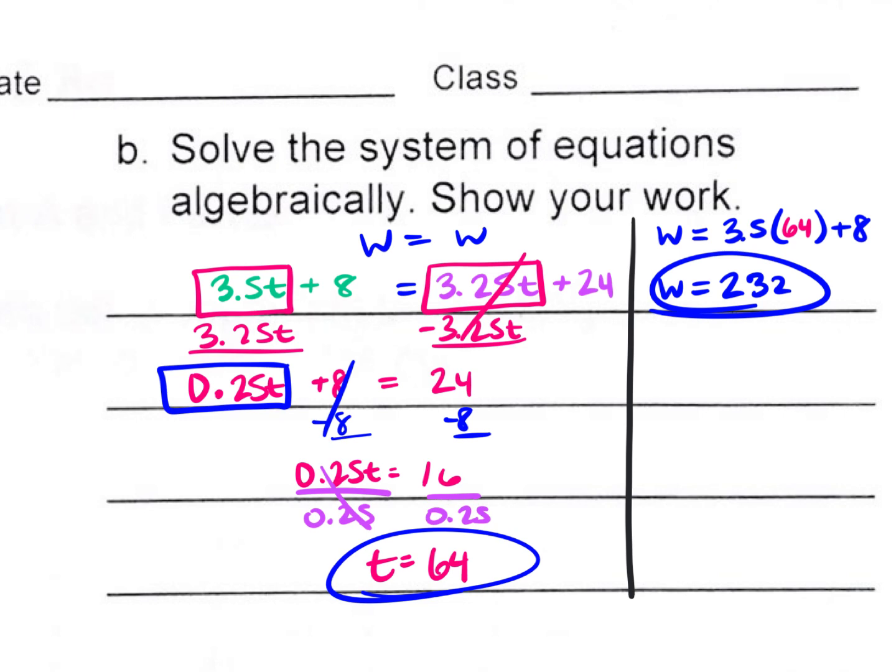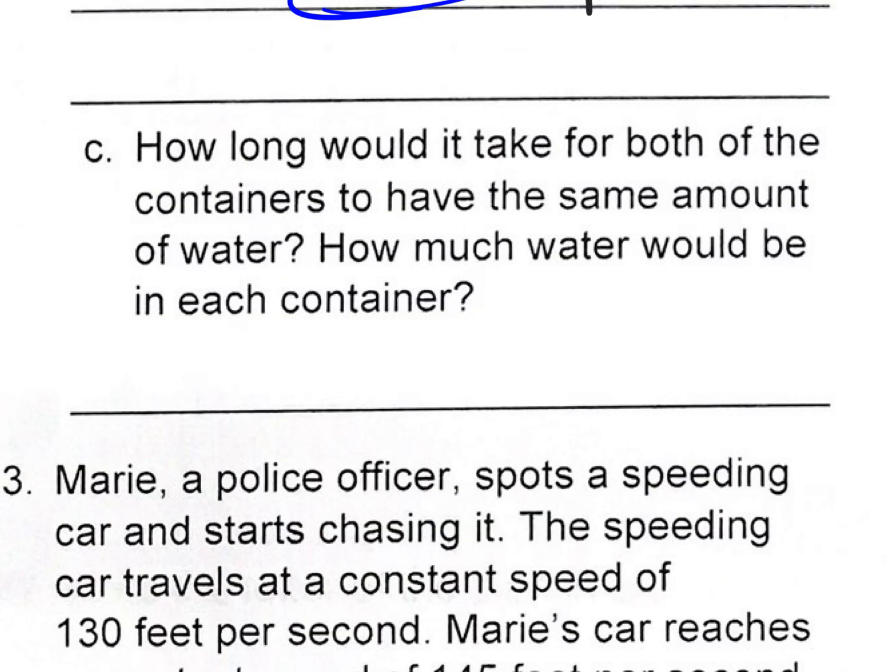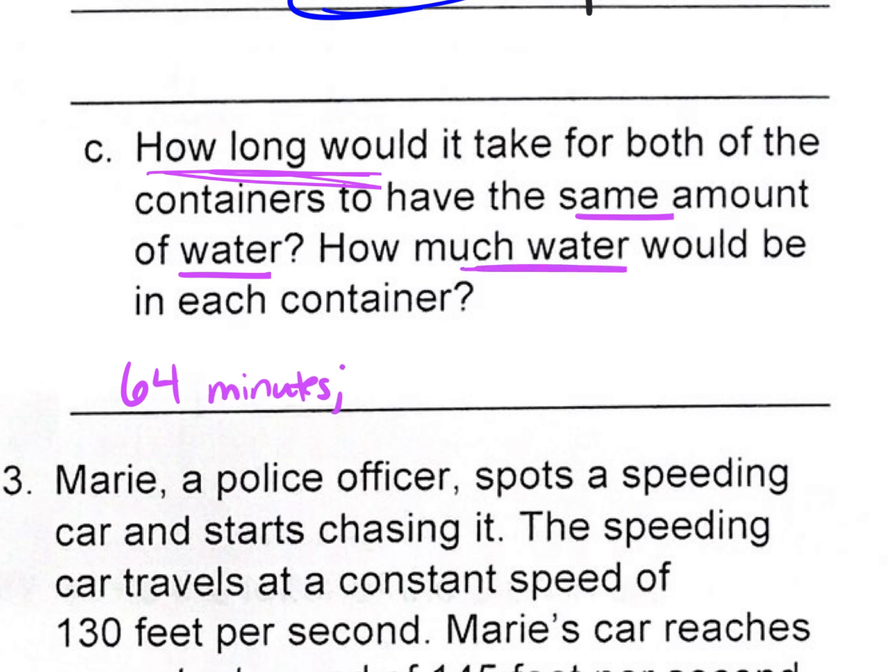I've solved the system. Part C says, how long would it take for both of the containers to have the same amount of water? How much water would be in each container? So this is where they have the same amount of water. Well, the amount of water we just found, we found the amount of water, but it's also asking how long would it take. So that's actually the first question, is the amount of time. It is 64 minutes. And the amount of water it should be is 232 gallons. And we are now finished with this standard.